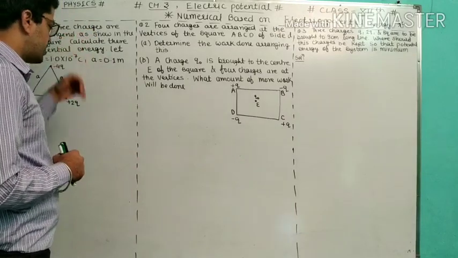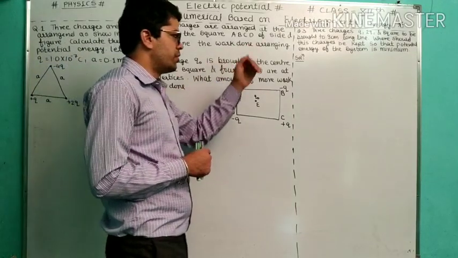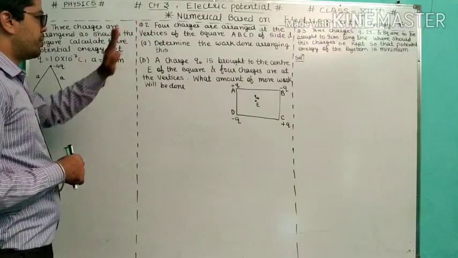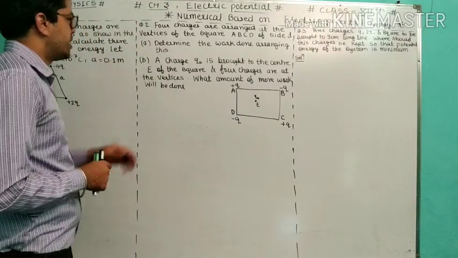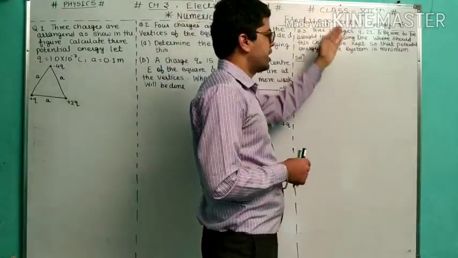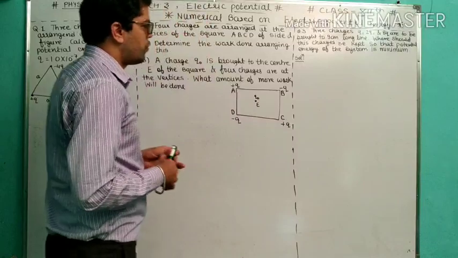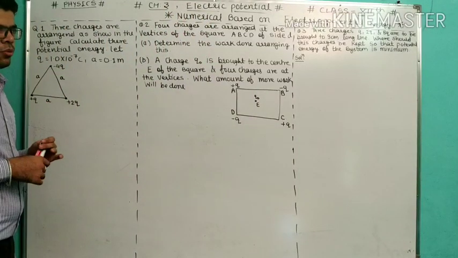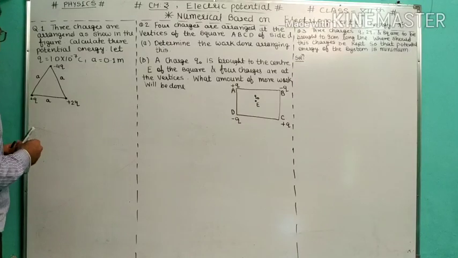So first of all, let's try to understand the basic idea of how we can solve this type of question. Today's topic is numericals based on electric potential energy, subject is physics, name of the chapter is electric potential, chapter number 3, and standard is 12. First of all, I am reading question number 1. If you have any problem, you can pause the video and read the question.